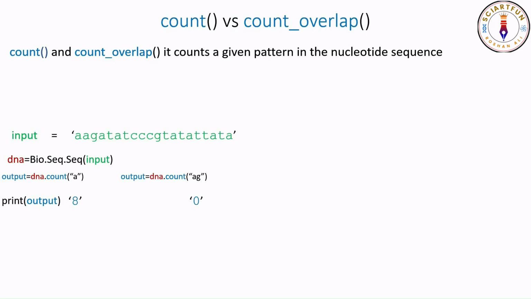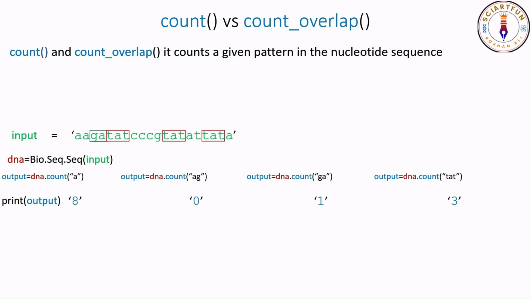Okay, now let's reverse the pattern. Let's find the G, A pattern in the sequence. It finds only one. Here is the single G, A in the sequence. Let's find the pattern T, A, T. The result is 3. Let's confirm manually: 1, 2, and 3.